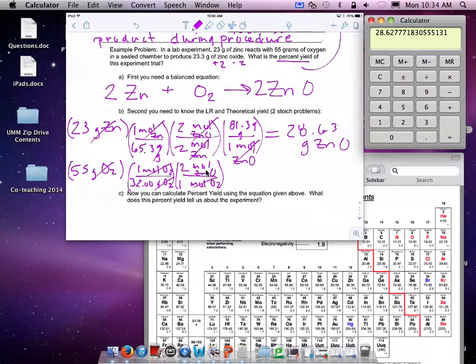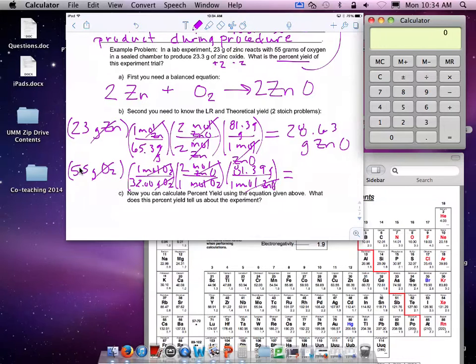So once again, I'm left with moles of zinc oxide, but I don't want moles. I need grams. So I do this same step. But the nice thing is that you don't have to figure it out again. So 81.39 grams for every 1 mole of zinc oxide. So zinc oxide goes away, I'm left with grams. Now I can just solve this problem.